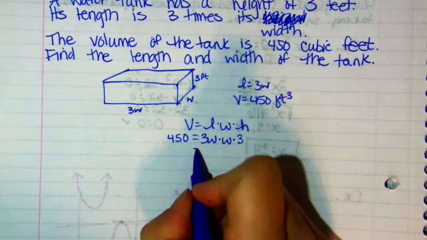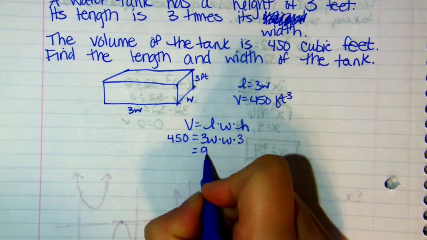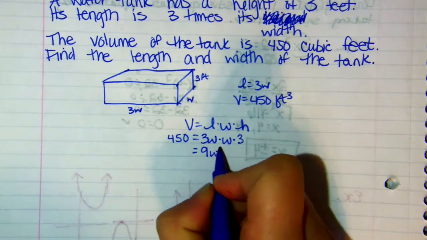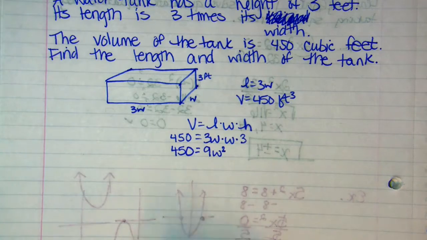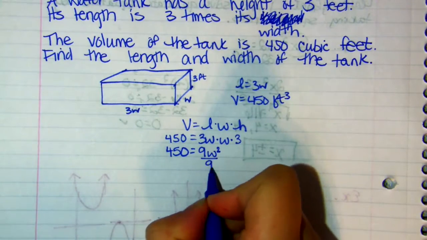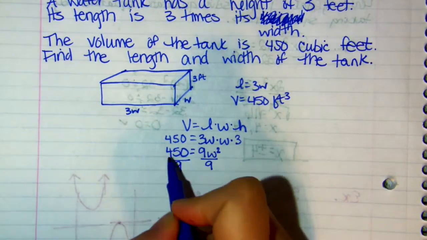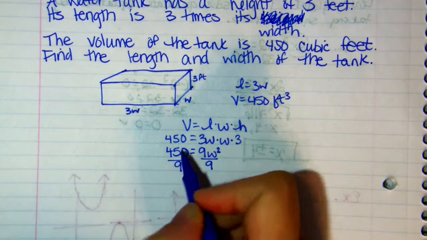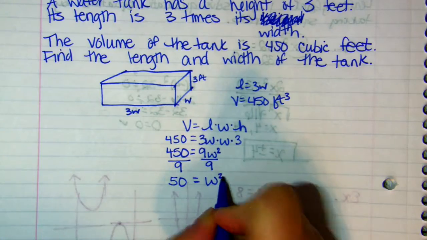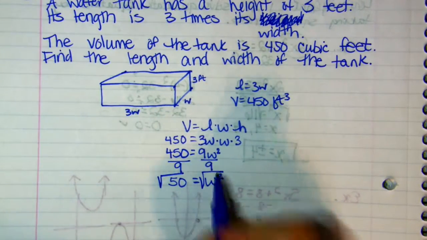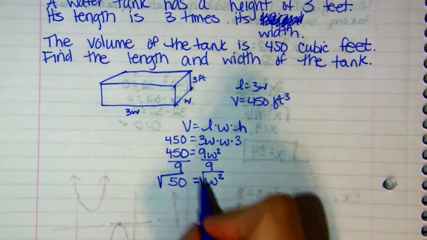So let's simplify this side first. I have a 3 times a 3, which is 9, and w times w is w squared. So here you can see that's where our quadratic comes into play. I'm going to divide each side by 9 first. 45 divided by 9 is 5, so 450 divided by 9 is going to be 50. And then I'm going to take the square root of each side to undo the square.